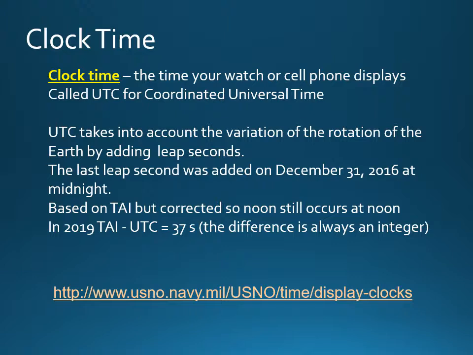This cannot be predicted and is obtained by observations. The last leap second was added on December 31st, 2016 at midnight, based on TAI, but corrected so noon still occurs at noon. In 2019, TAI minus UTC is 37 seconds.